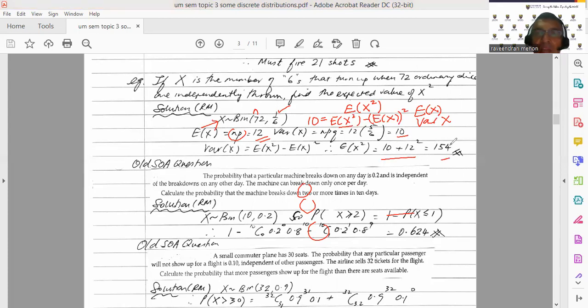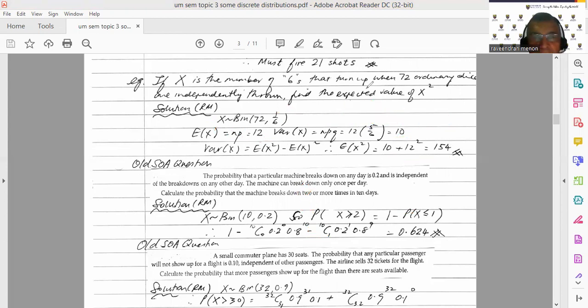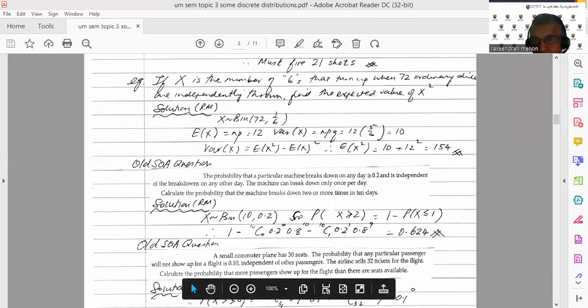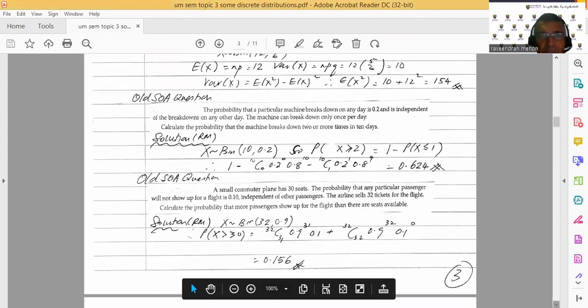Enough about that. Let's clear the screen. Next example is a question that appeared on an old Society of Actuaries exam. So let's read the question. We may not have to do all of it. Let's just talk through it.